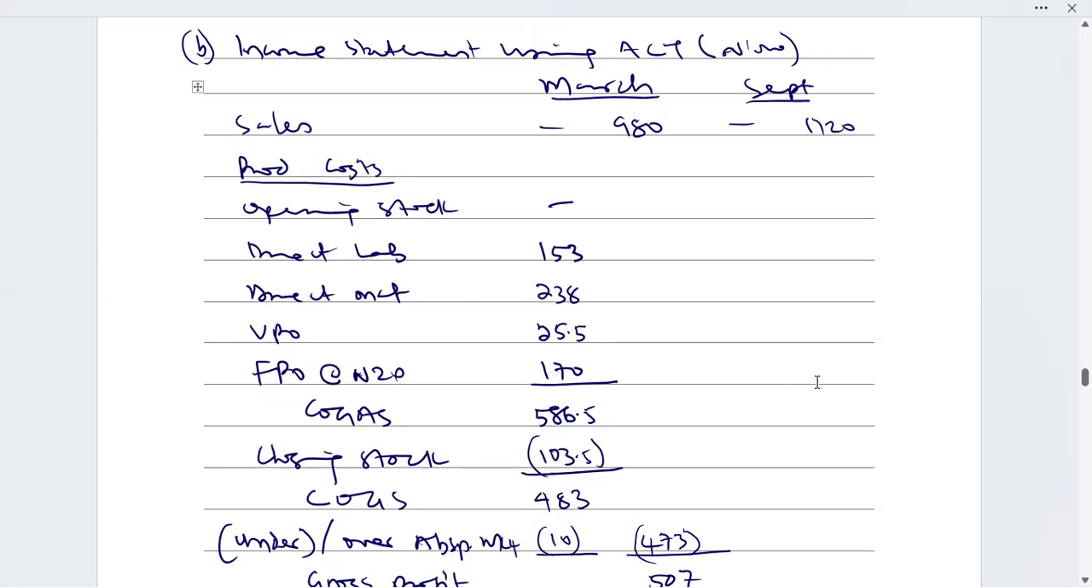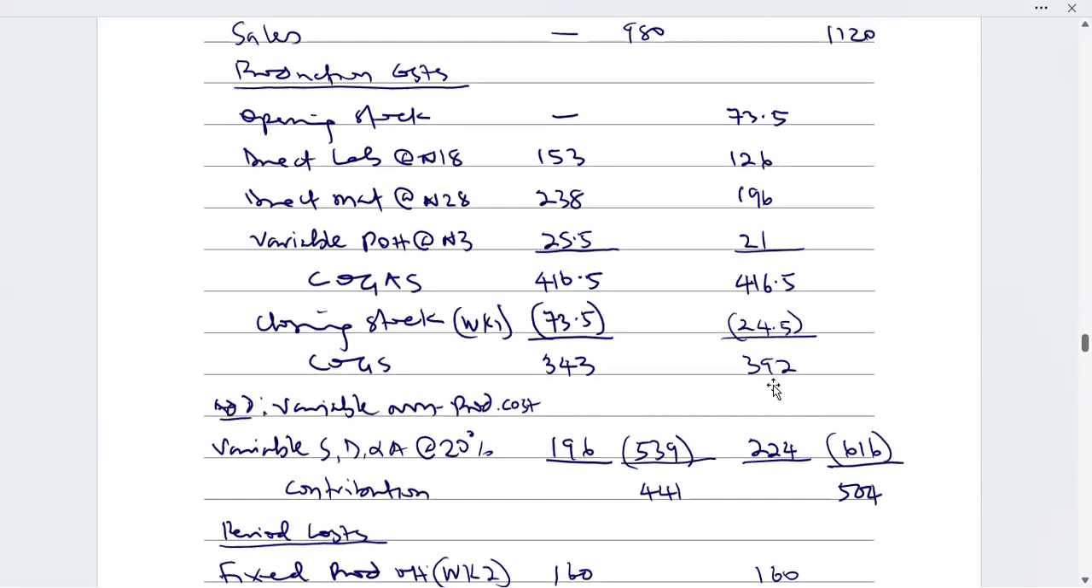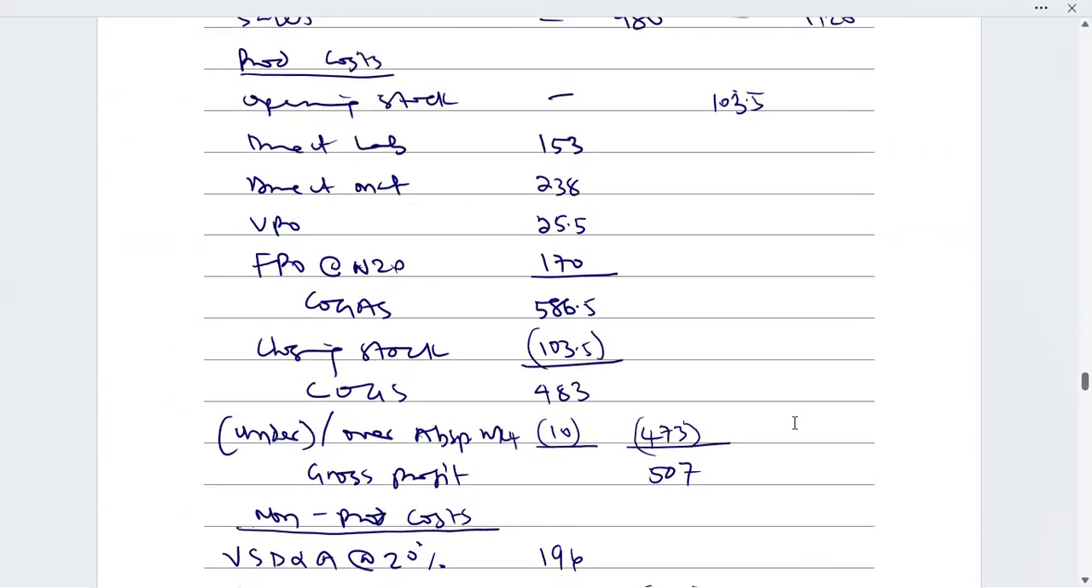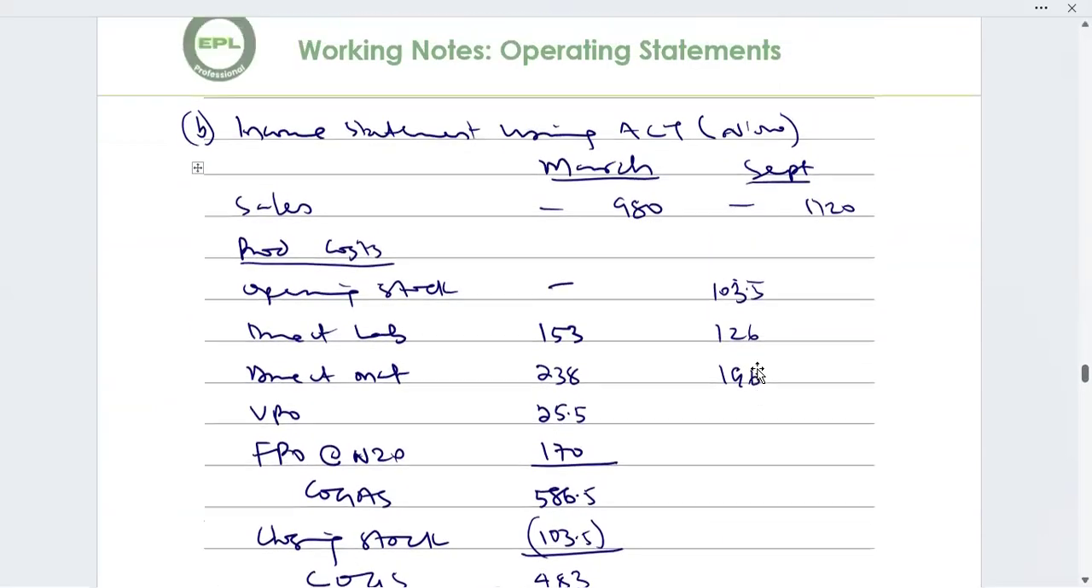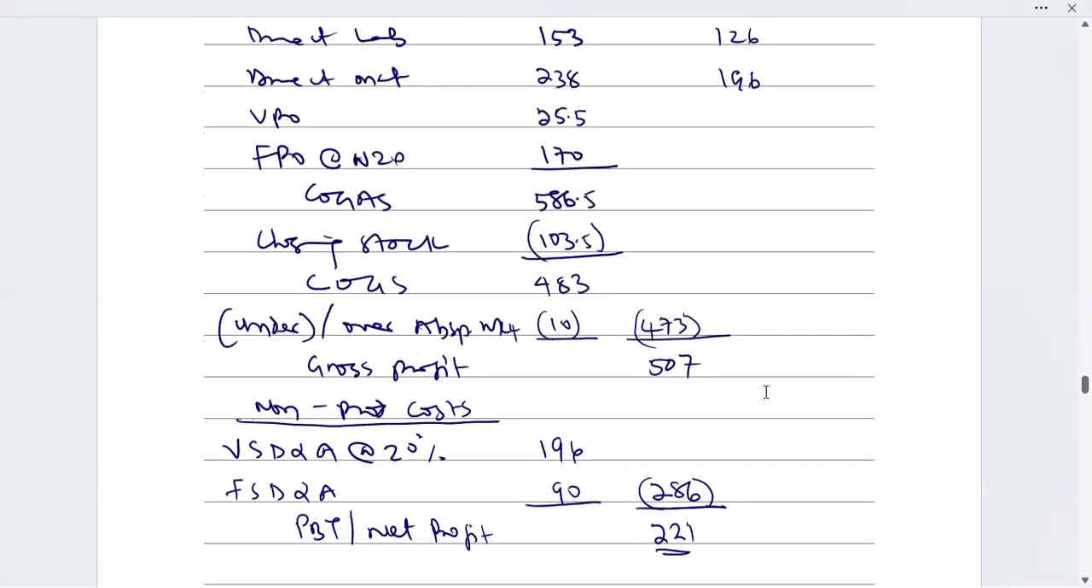So as we are going to September, opening stock. We have closing stock in March of 103.5. Let me write that to make it clearer. Then direct labor, we have calculated before. How much was that? 126, then 196. Variable production overhead. What do we have there? Variable production overhead was 21. Here is 21. Then 20 multiply.